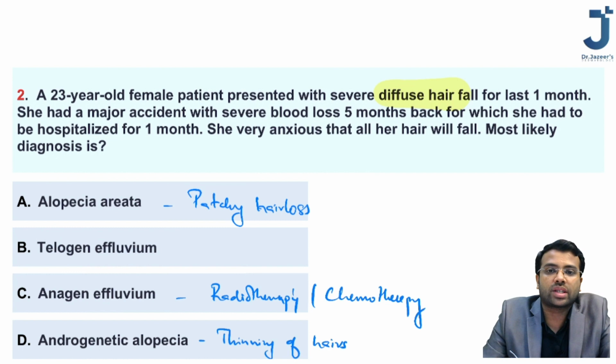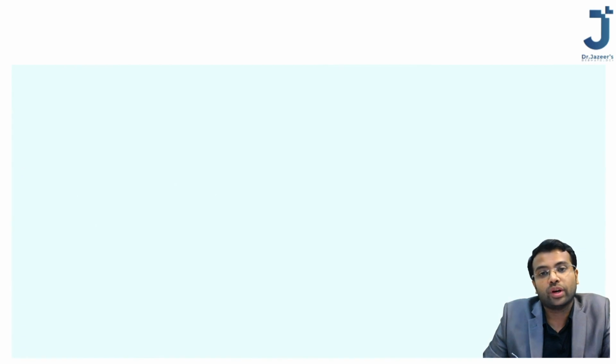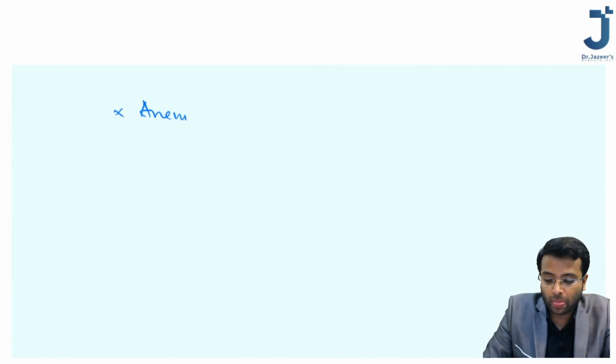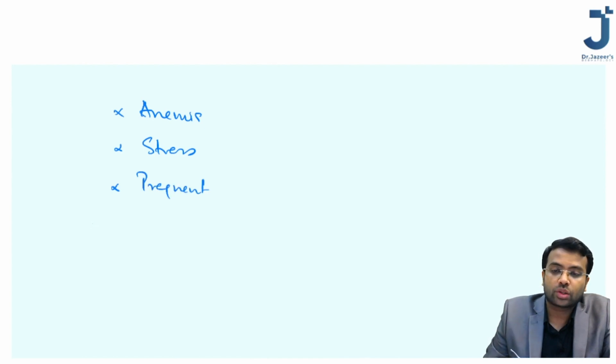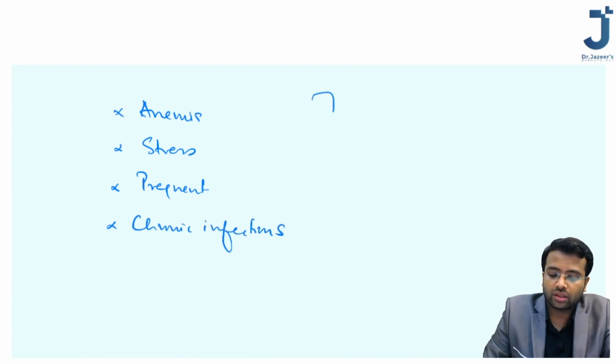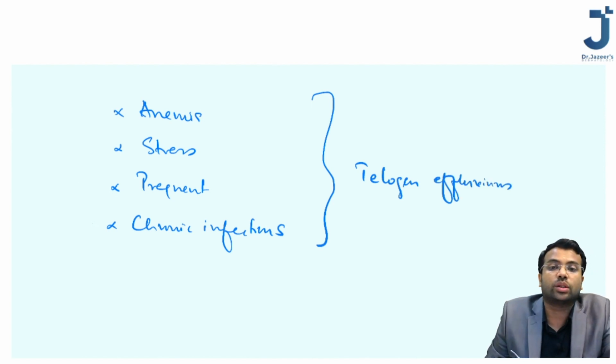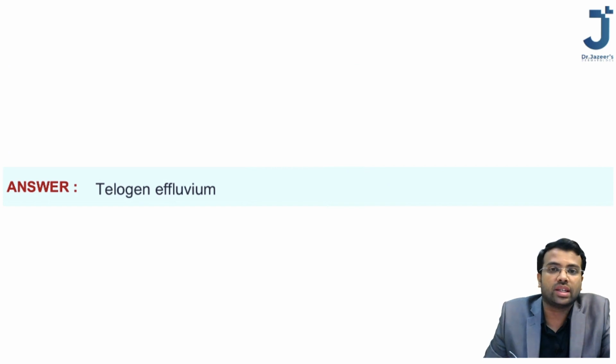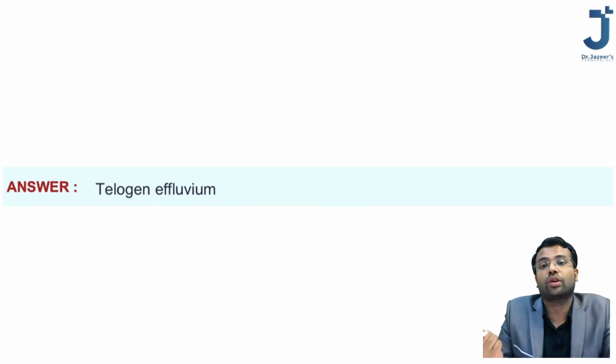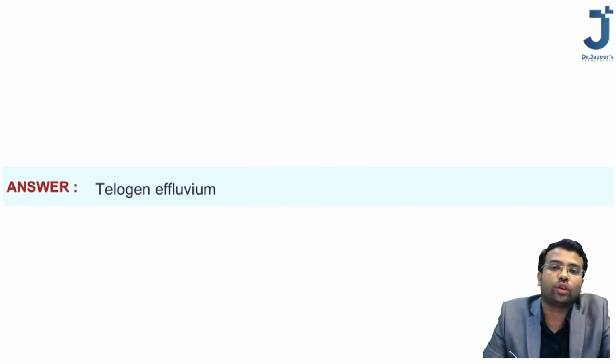What is mentioned in the question is that the patient has had severe blood loss. So let us see what kind of alopecia you will see in a patient with anemia. Any patient with anemia, any patient undergoing some kind of stress, any patient who is pregnant, including some chronic infections. In all these conditions, you would see a diffuse hair fall, which is called telogen effluvium. So the right answer to this question is telogen effluvium, which is seen in cases of anemia, where the patient had a history of a major accident and a lot of blood loss.